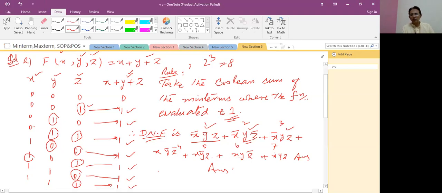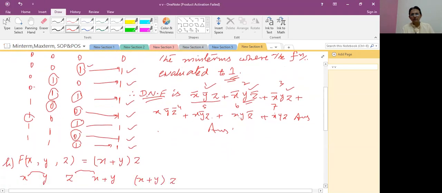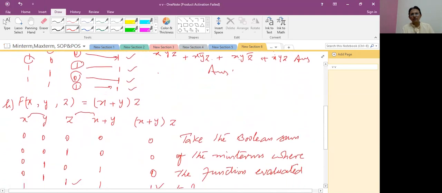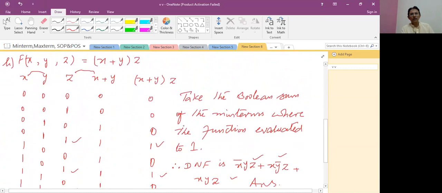Now the next application is when f of x, y, z is equal to x plus y into z. It means first we will make 3 columns. The 4th column is where we add them together. It means if we add the second and first column, we will make the column. And the last one is when we multiply the 3rd and 4th column together, then the answer is in this form.